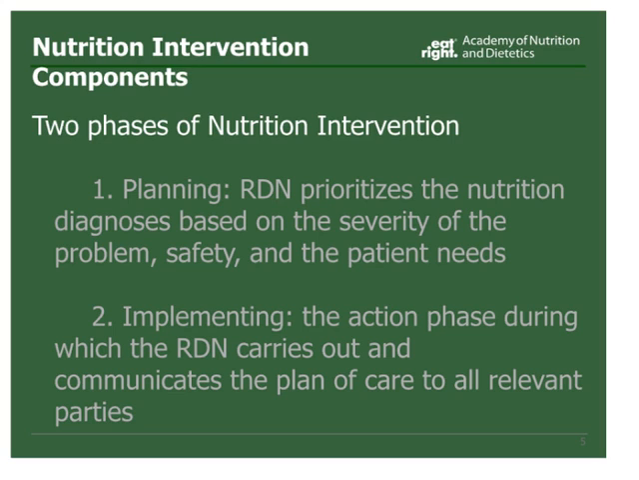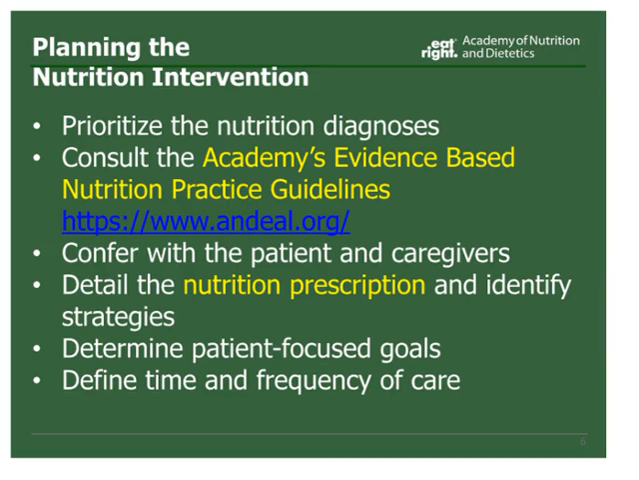To plan the nutrition intervention, the RDN must first prioritize the nutrition diagnoses, as there may be more than one nutrition diagnosis. The dietitian will need to determine which nutrition diagnosis is the most relevant nutrition diagnosis to consider first. Also during this phase, it is a good idea to consult the Academy's evidence-based nutrition practice guidelines to determine the steps that should be taken in the intervention phase. It is also important to confer with the patient and caregivers to determine their specific goals and negotiate with them. The nutrition prescription identified must be detailed and the strategies identified. The plan will also define the time and frequency of care.